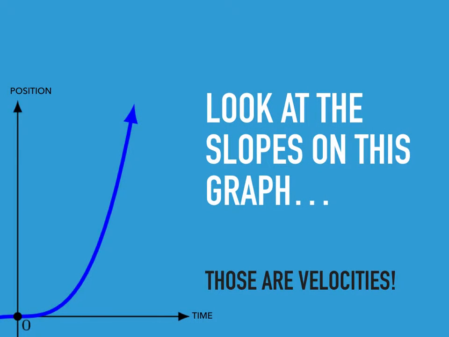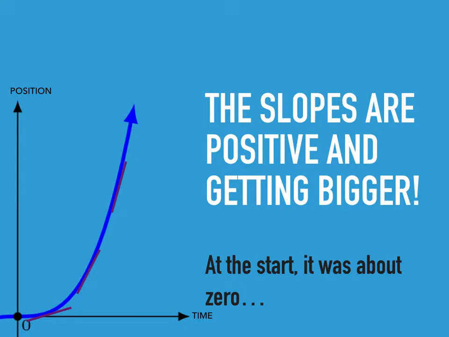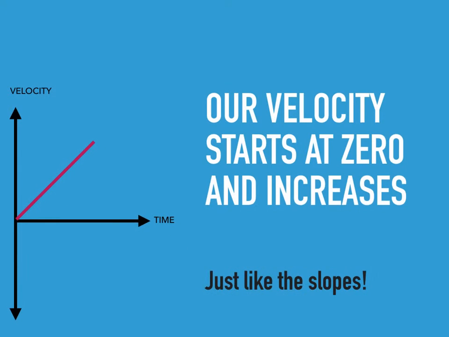So if we look at this position graph and we look at the slopes, those are going to be the velocities. So we can look at slopes at different places along the graph, and we can see that the slopes are positive but getting bigger. At the beginning, the slope is almost zero, and it increases as we go up. So because of this, we know our velocity is going to start at zero and increase just like the slopes. So when we are able to determine the slopes on a position graph, we can figure out the exact direction of our velocity graph.